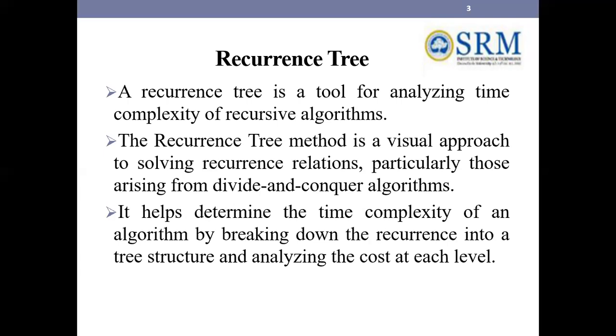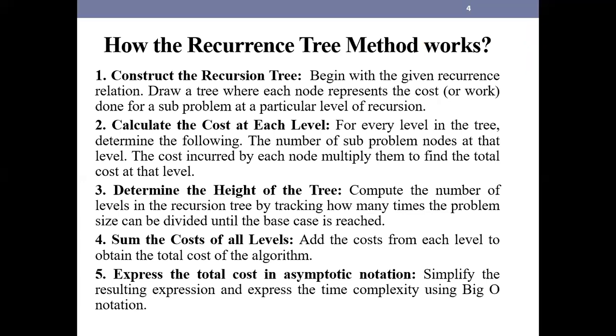The recurrence relation is converted into a recurrence tree. The tree contains multiple levels. We find the cost at each level and find the total cost by adding up all the values at each level. How does the recurrence tree method work? There are 5 steps. First, a recurrence relation is given and the output is a recurrence tree.